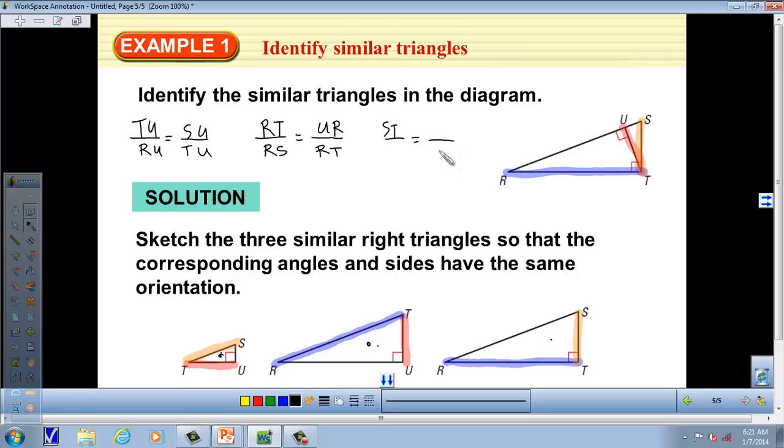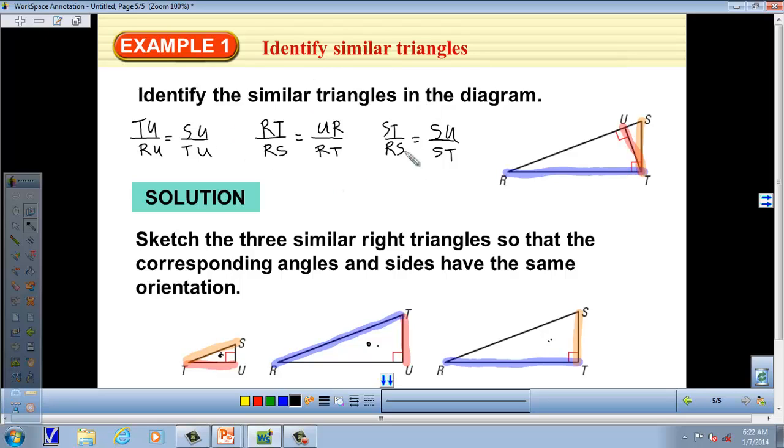The third one, for ST, that's also a geometric mean. So ST is the geometric mean, again, using the same strategy as RT. It's the whole thing, and then this part right here. So it's the geometric mean of RS, which is the whole thing, and then SU, which is this part right here. So here we're going to use the biggest triangle and the smallest triangle. ST over RS equals SU over ST. Okay?